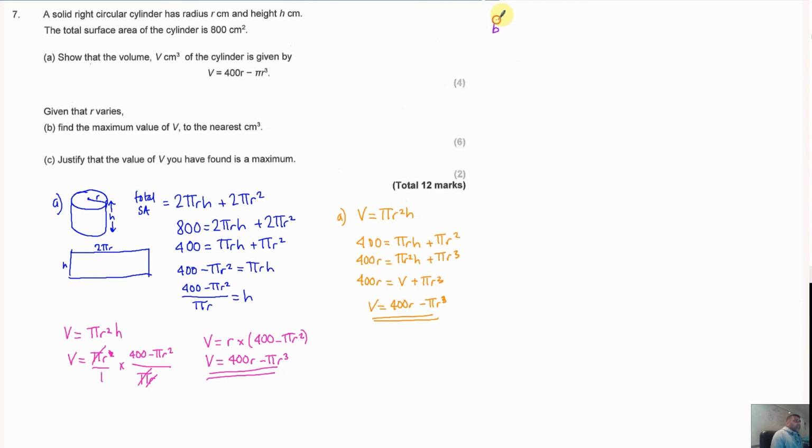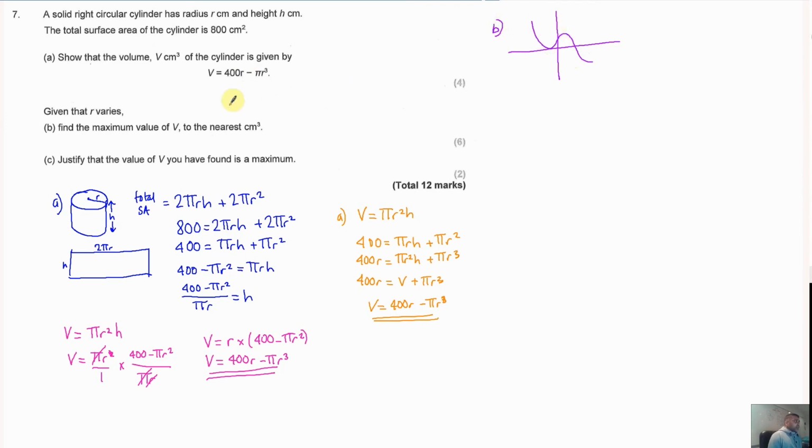Now for part B, it says, given that r varies, find the maximum value of v to the nearest centimetre cubed. What that basically means is, now imagine the graph of this. This is a negative r cubed, so it's a cubic graph that's negative. What that tells us immediately, and what you should picture in your head, is that r cubed will look like that, where it goes through the origin up there, but this is negative, so it's going to go the other way around. Because it's a transformation of r cubed, it's going to look something like that, though not accurate in any way, where you could have a minimum or a maximum.